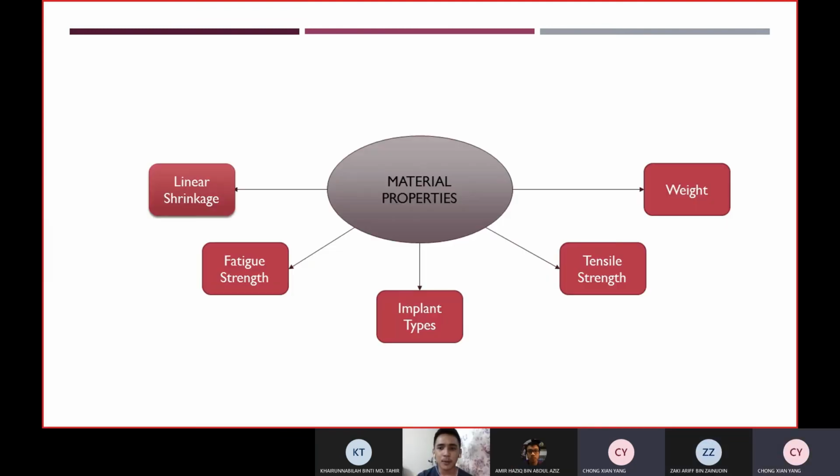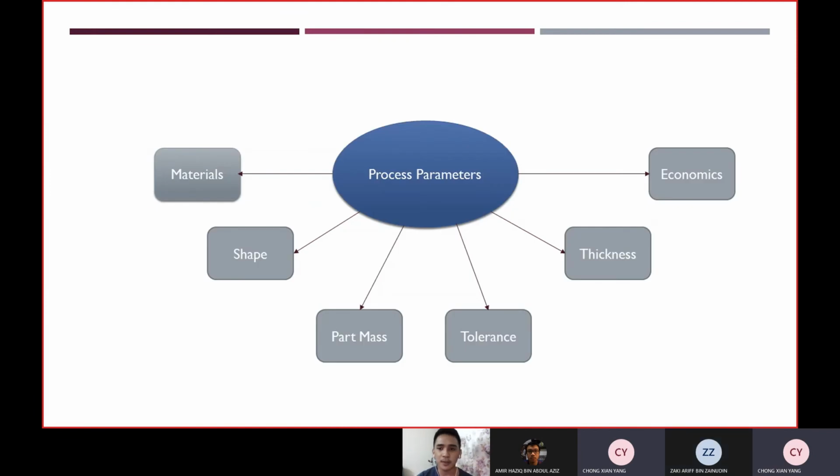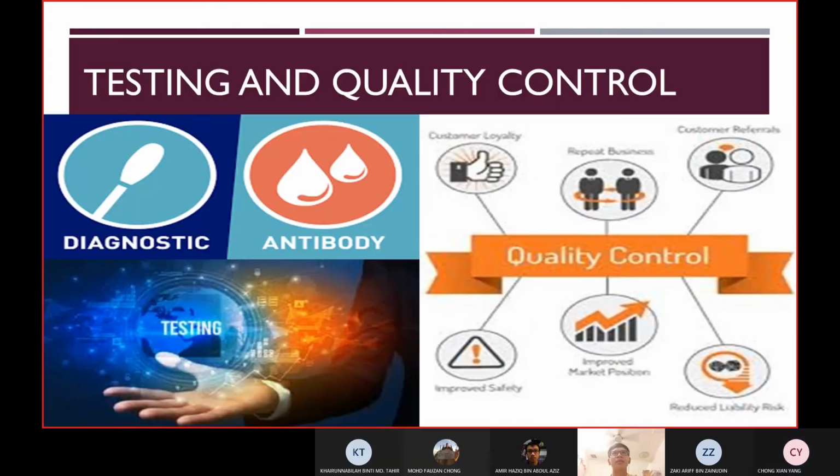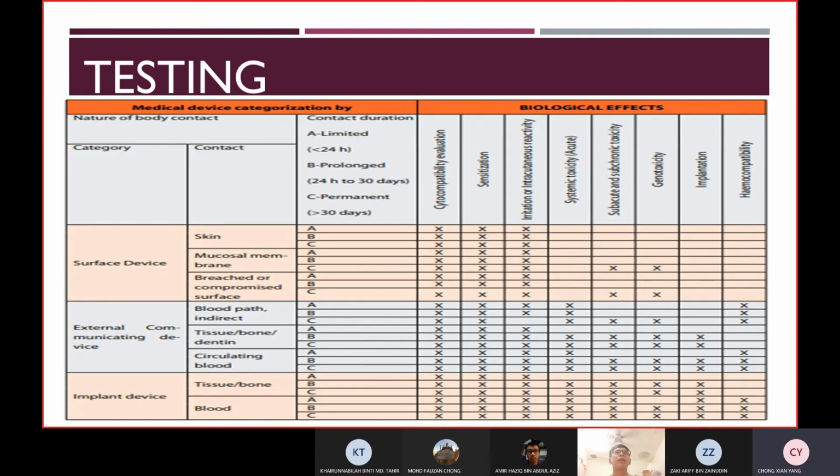For the material properties, there are 5: linear shrinkage, fracture strength, implant type, tensile strength, and weight. Then the process parameters have 6, which are material, shape, part mass, tolerance, thickness, and economy. For the testing part, we have created a table for understanding medical devices and their biological effects.